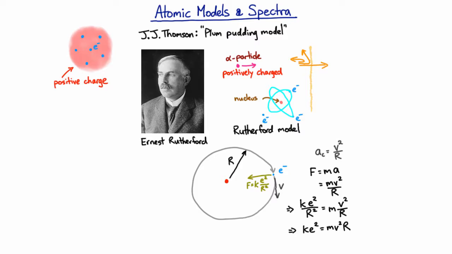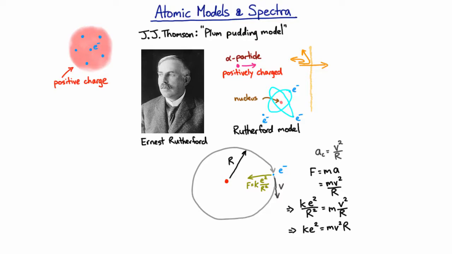And that problem is this. If you have an accelerating charge, it gives off radiation. So an accelerating charge will give off electromagnetic radiation, which will cause it to lose energy. If it loses energy, then it's going to fall down the potential well, which is the attraction between these two charges. And as it does so, it will speed up.